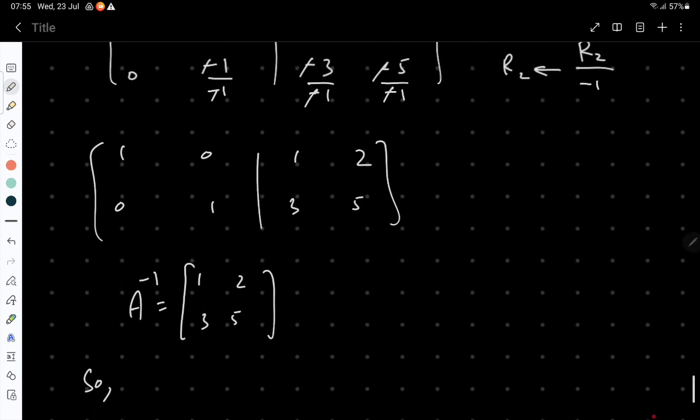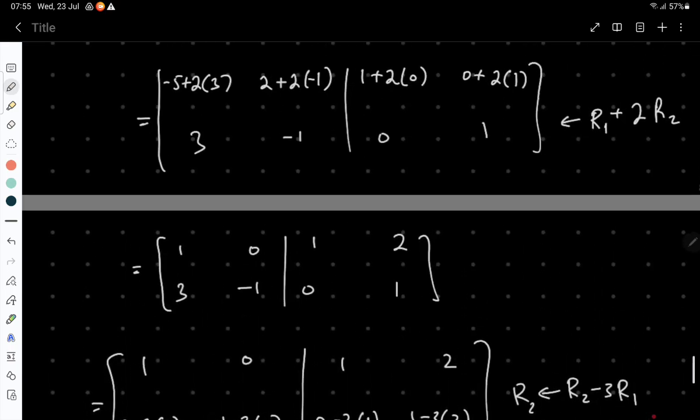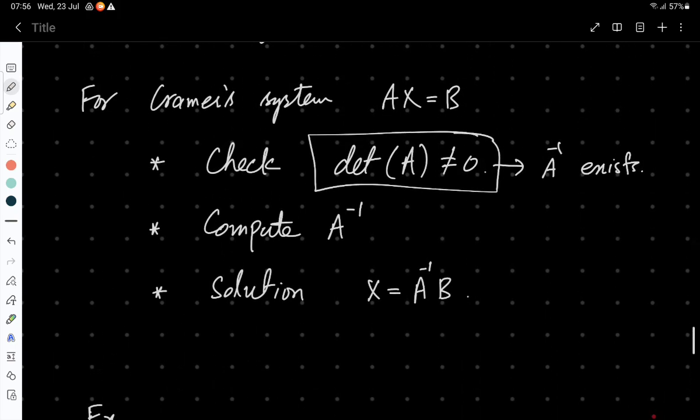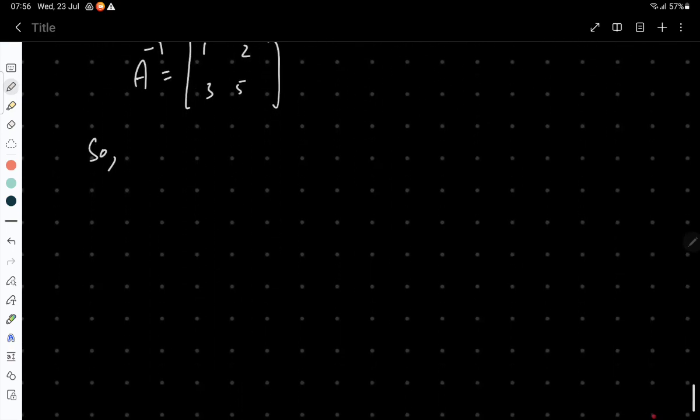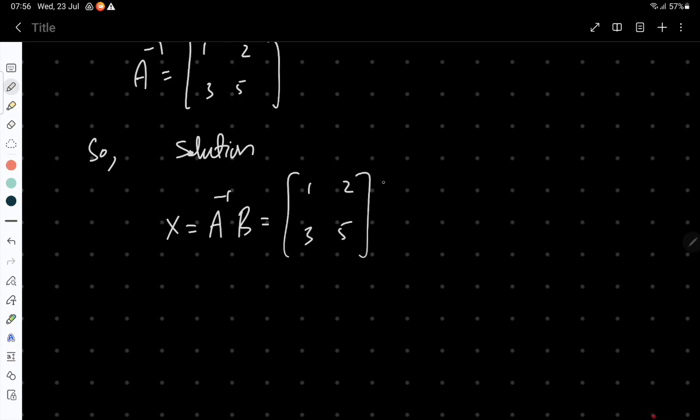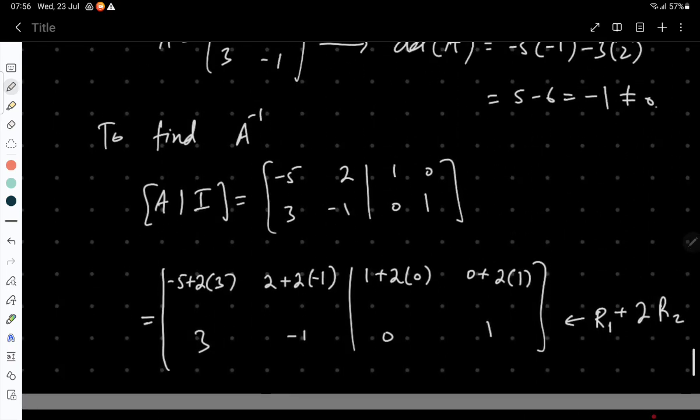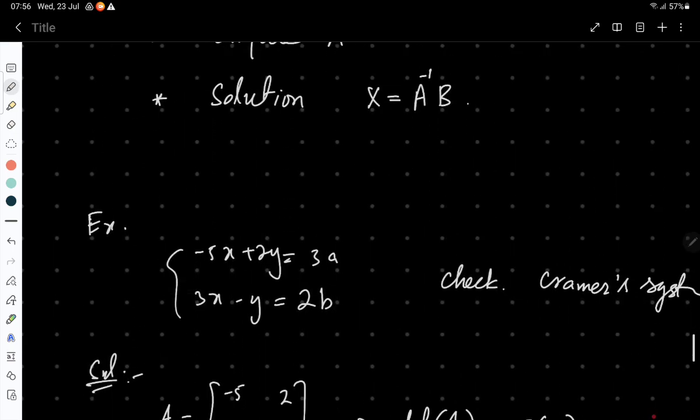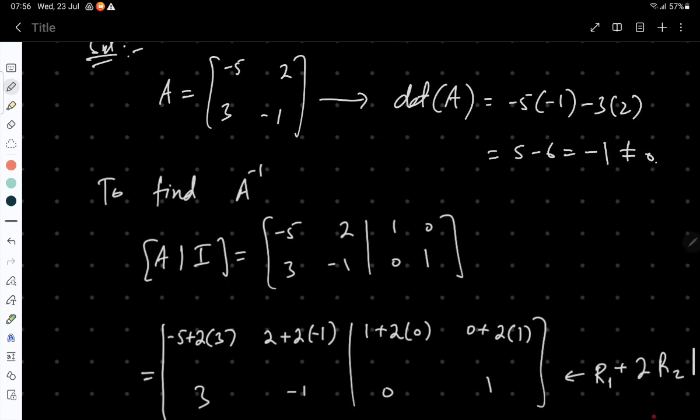So now what is the solution? I have found the inverse of A. Now the solution is x equals A inverse times B. The solution is x equals A inverse B, which is the matrix 1 2 3 5 times B. And what is B? Here in this system the matrix B is 3a 2b.